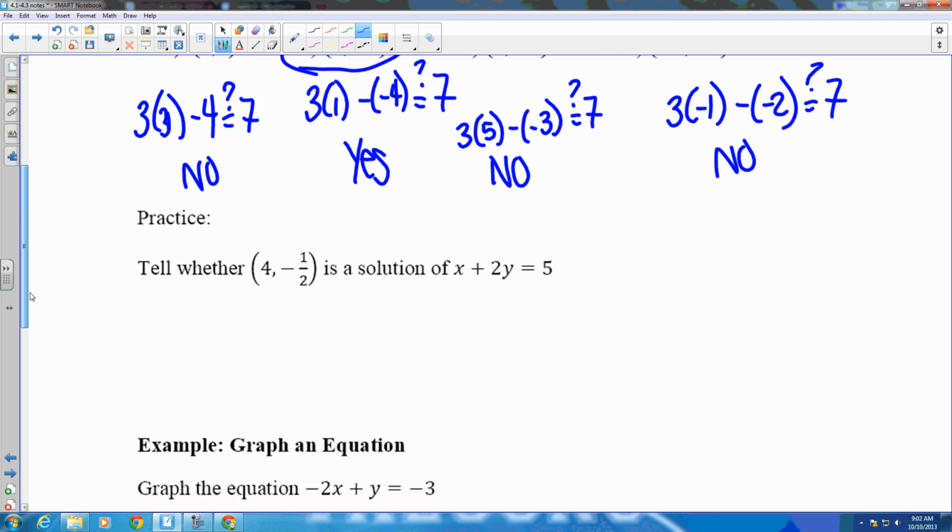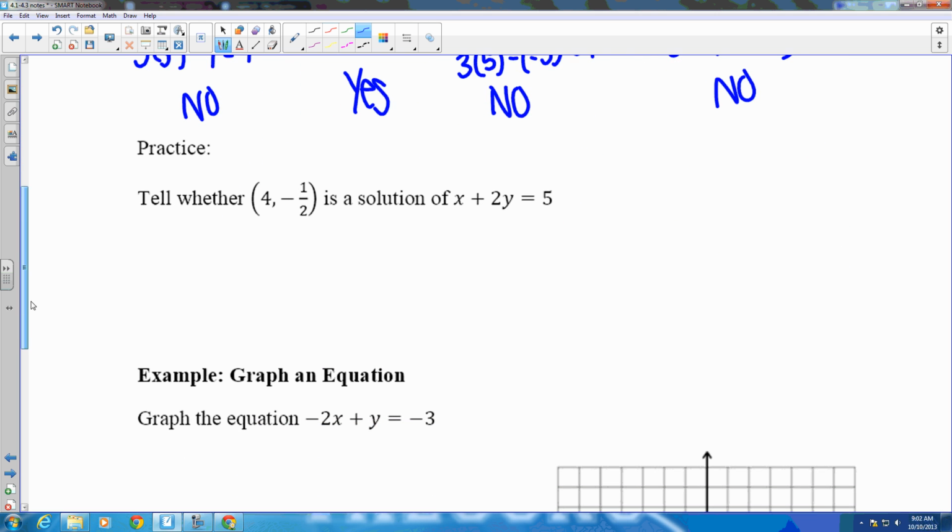Okay, so let's try another one of those. Tell whether this is a solution to x plus 2y equals 5. So we're going to put the first number in for the x's and the second number in for y. I want to know if that's equal to 5. 4 plus 2 times negative 1/2 is 3, so no, this is not a solution.